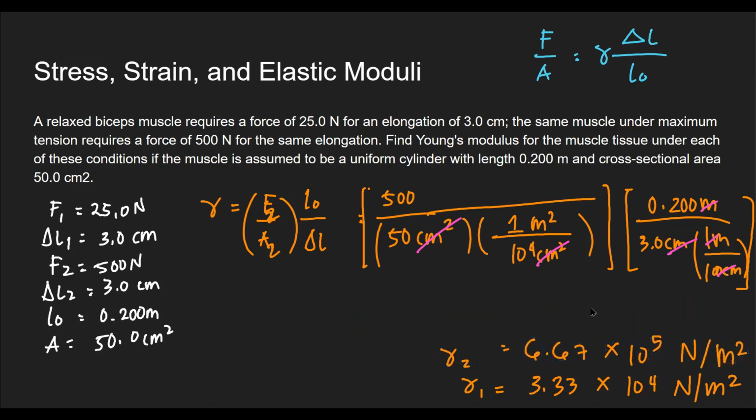It only means that the Young's modulus for the relaxed biceps muscle is lower than the one under maximum tension.